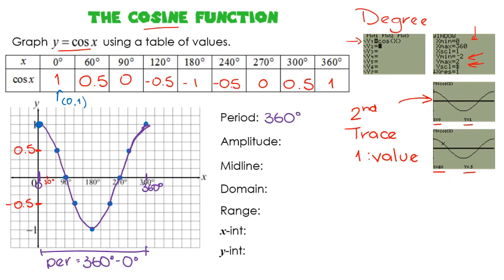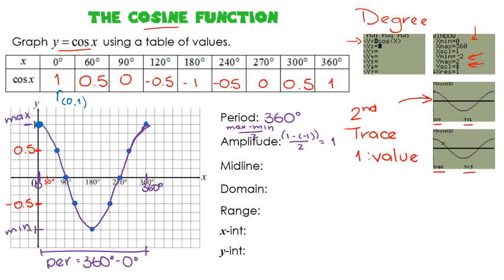For the amplitude, we're going to use the formula max minus min divided by 2. Our max is positive 1, and our min is equal to negative 1. So we're going to have 1 minus negative 1, and then divided by 2. And we'll put the top in brackets. 1 minus a negative 1 equals 2. 2 divided by 2 equals an amplitude of 1.